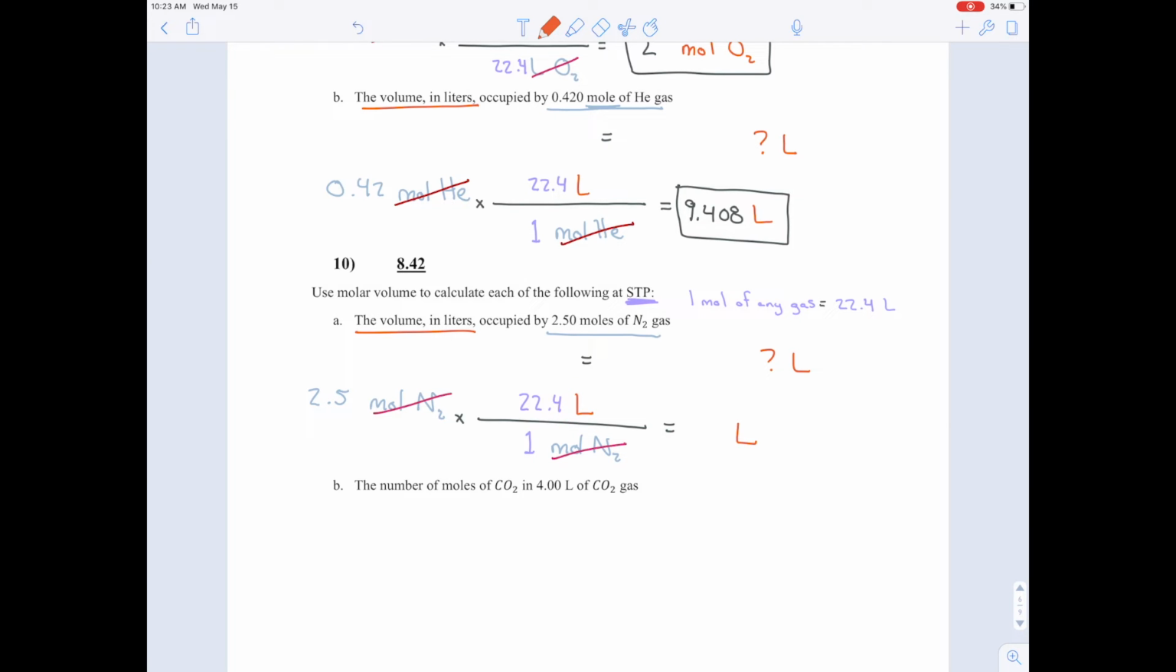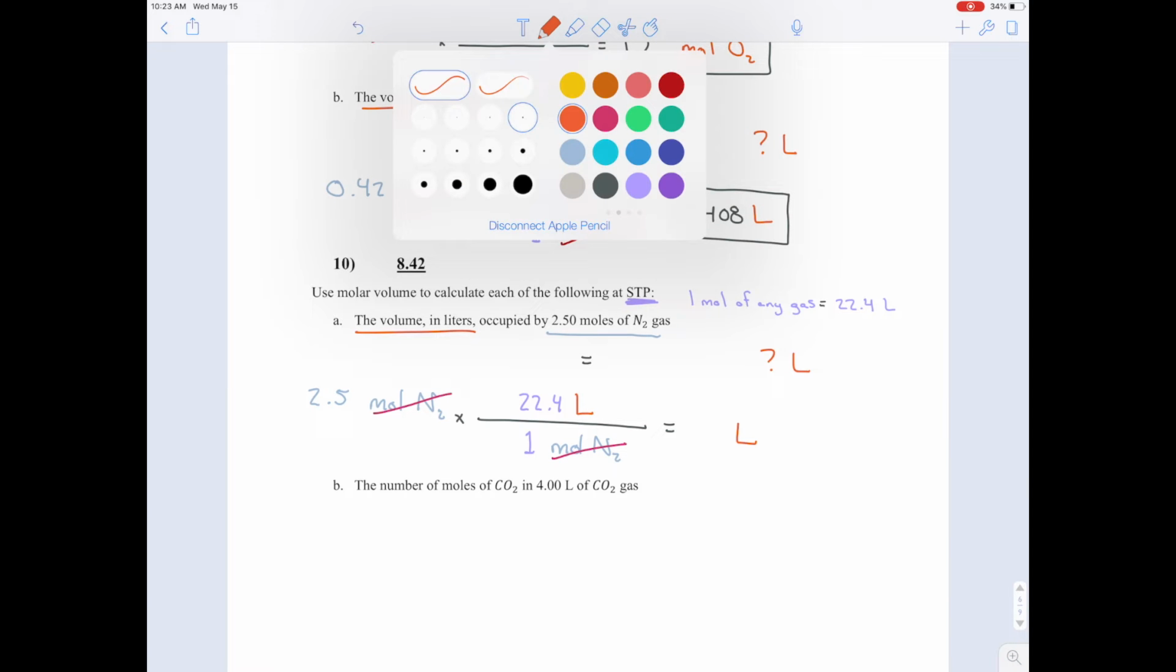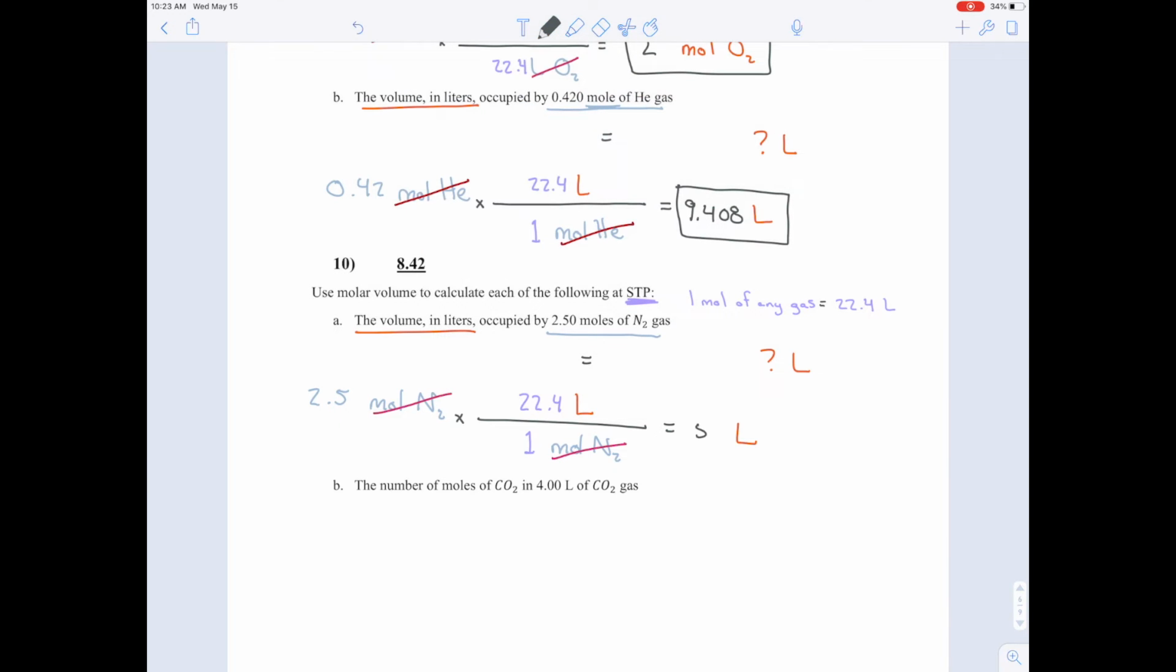And we just have to plug it into a calculator. So 2.5 times 22.4, enter, divided by 1, enter, and you should get 56 liters. It's quite a lot, 56 liters, a lot of space. So that's how much space 2.5 moles of nitrogen gas would take up at STP.